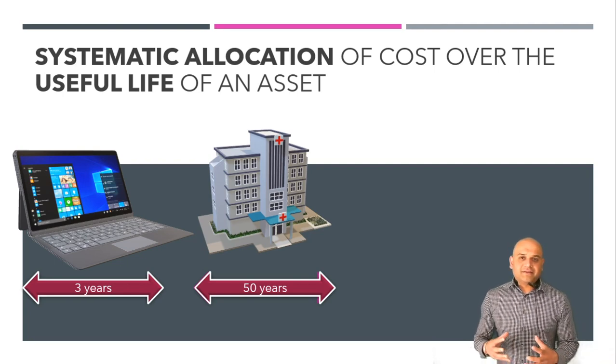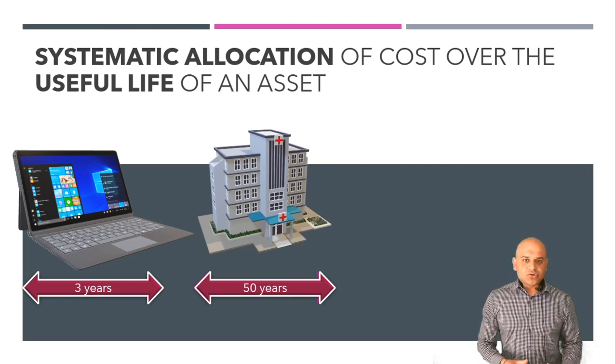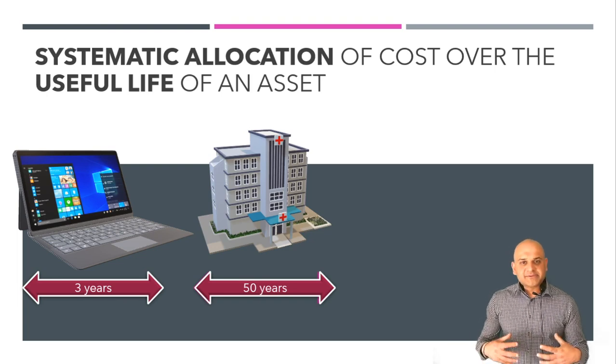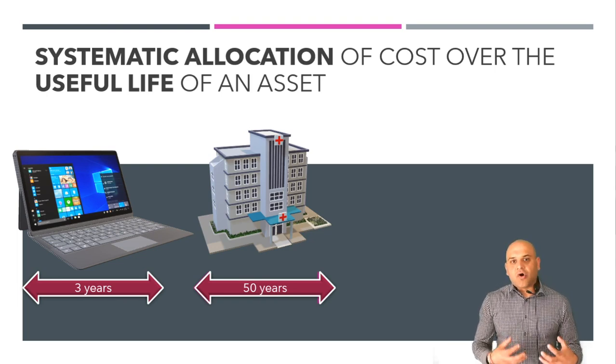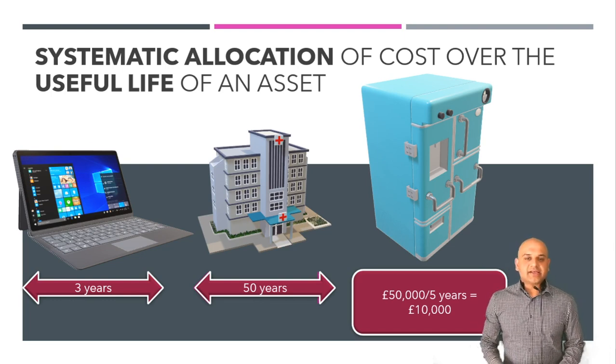Now, the cost of the asset when we spend money is often significant. For example, the cost of a property could be in hundreds of thousands of pounds or even millions. For accounting purposes, businesses, rather than treating this cost as a one-off expense, in fact spread it over the useful life of the asset. Why? Because the spreading is to match the cost of the asset with the benefits we derive from it. Okay, so let's understand this through an example.